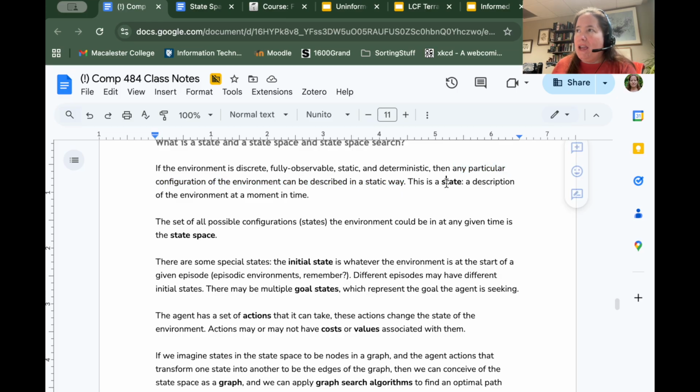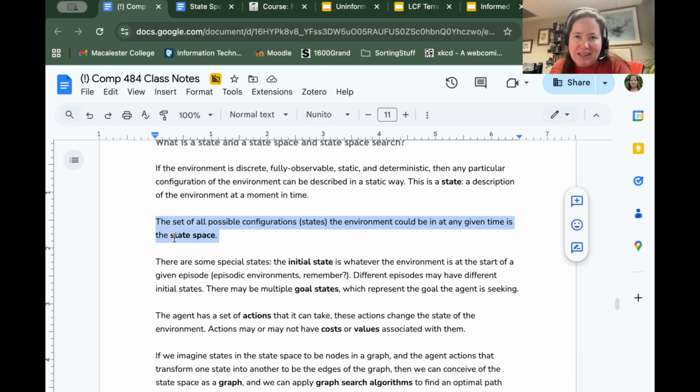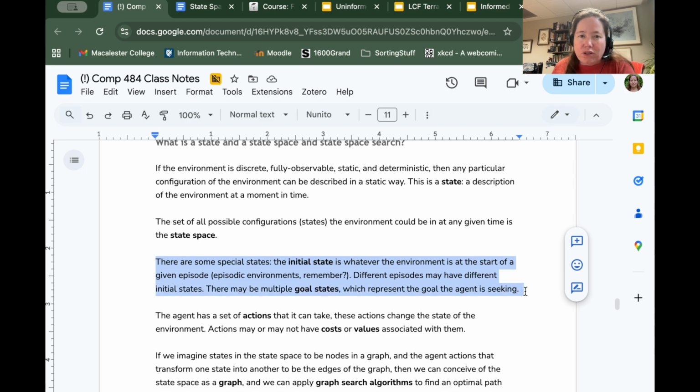So we have a state for maybe the current situation, but then we have lots of other states that describe other situations that could possibly occur. If we look at the set of all possible configurations, any possible configuration the environment could be in at any given time, we call that the state space. It's a space of different states, and they relate to each other, so it's going to turn into a graph ultimately, but we call it a state space. In that state space, there are special states that are important to us.